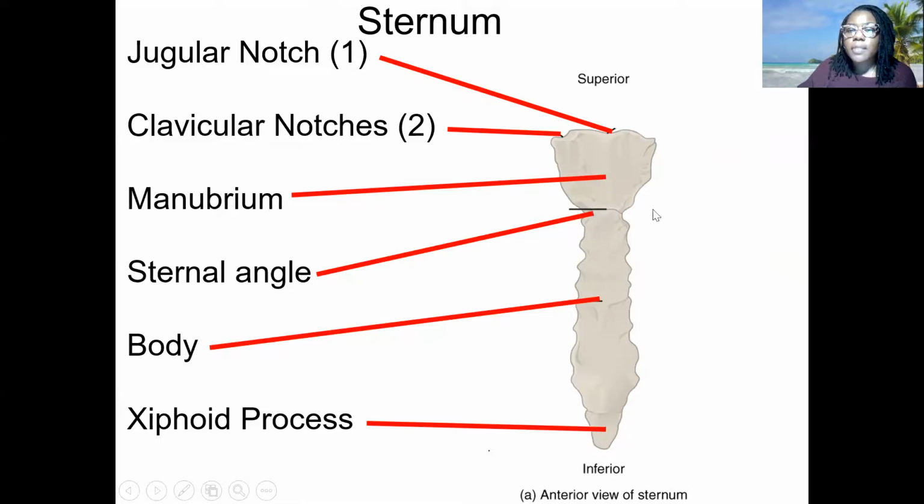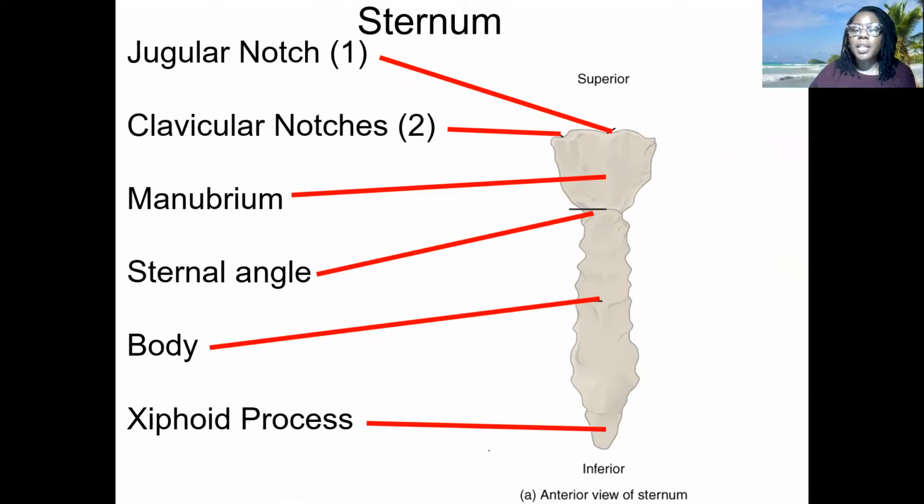There's a point of demarcation between the manubrium and the body. This is called a sternal angle. The sternal angle becomes of particular importance in terms of a landmark. It's a clinical landmark. It's going to be a point of reference for clinicians and surgeons. A lot of things happen at that level of the body.